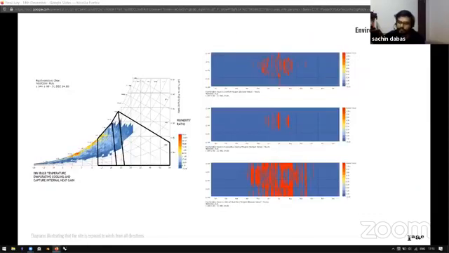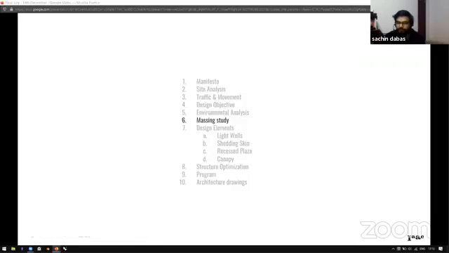So we studied psychrometric charts for our site, and we observed that passive solar heating and capturing heat gain can improve the comfort by as much as 40%, especially in the heating period. Now I'll come to the massing.